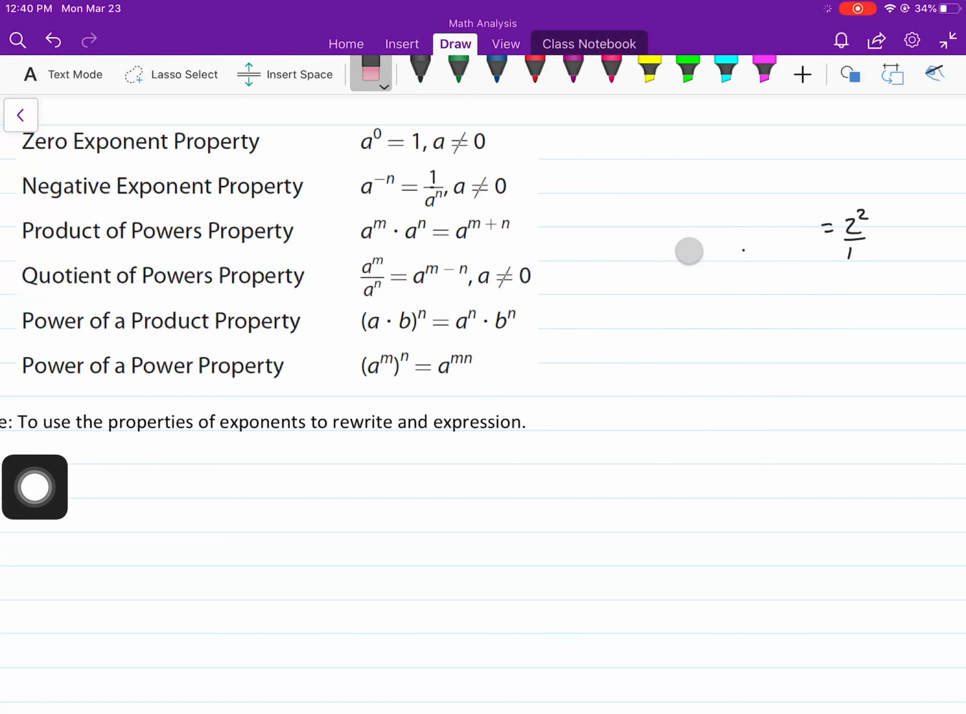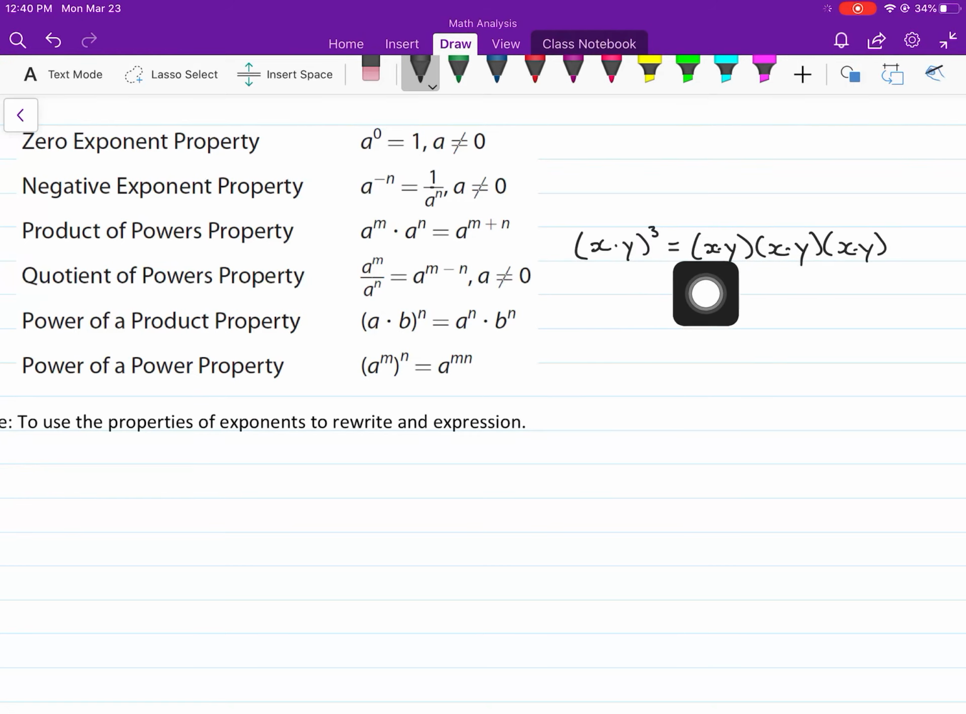Looking at the next one, we got to be very careful with this next one. So if you have a times b to the n, that would be like if you have, let's just say, x times y to the third, then you could rewrite that as x to the third times y to the third. Now, why is that? Think about it. That would be x times y times x times y times x times y. Oops, I forgot the y on the last one. And a total of 3 times, because it's x times y to the third. So we have that 3 times. Well, x times x times x is x to the third, and y times y times y is y to the third.